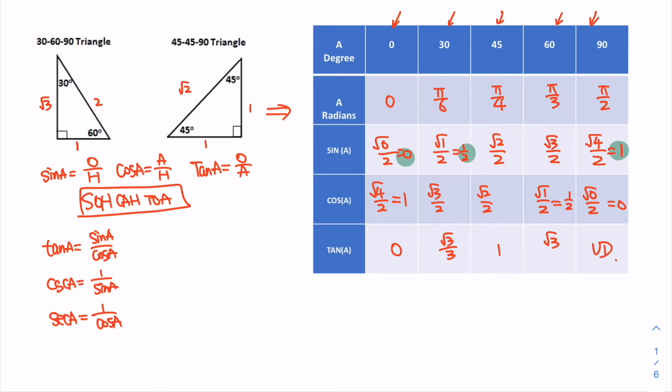We also need to know the conversion between degrees and radians. So from degrees to radians, x equals theta times pi over 180. And radians to degrees, x equals theta times 180 over pi.